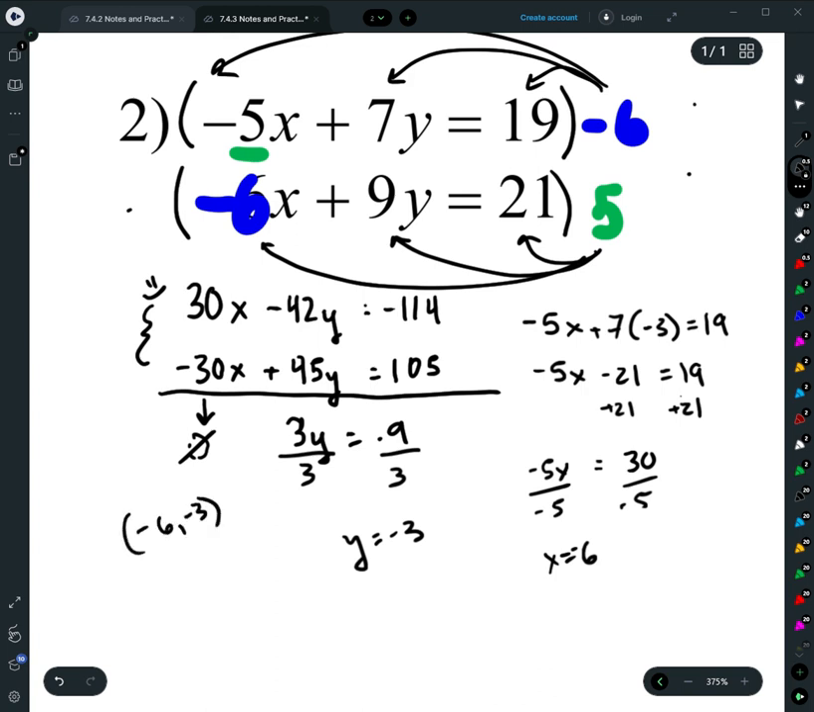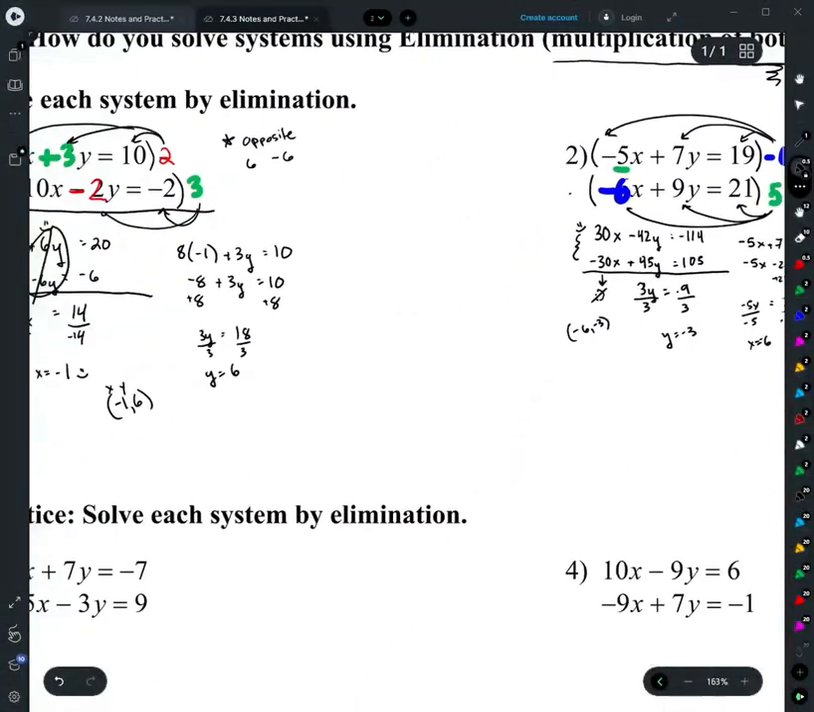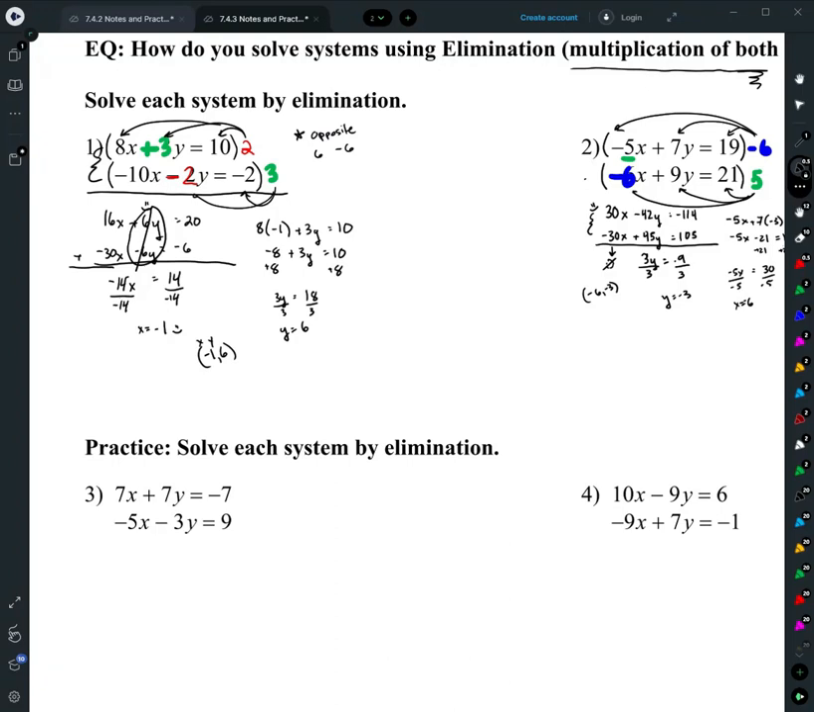So you're going to need to multiply both equations sometimes to get the answer. Again, make sure you practice these. You're going to have to multiply both, and good luck, guys.